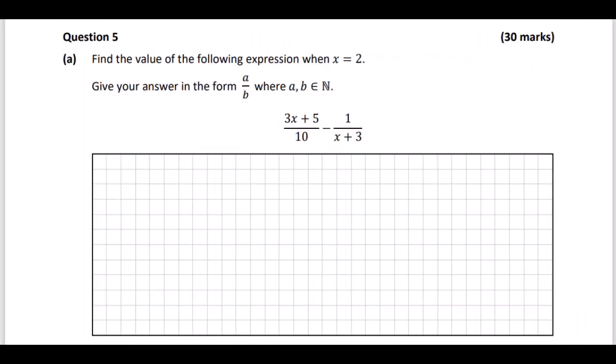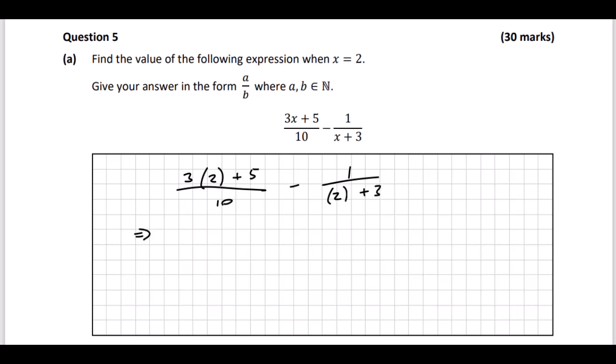Okay, so this is question 5. Find the value of the following expression when x is equal to 2. Give your answer in the form a over b, where a and b are natural numbers. 3x plus 5 over 10 minus 1 over x plus 3. Let's just substitute in 2. So it's going to be 3 times 2 plus 5 over 10 minus 1 over 2 plus 3.